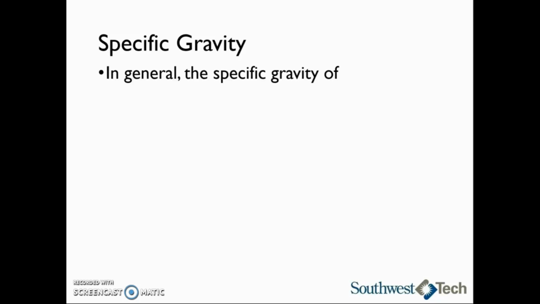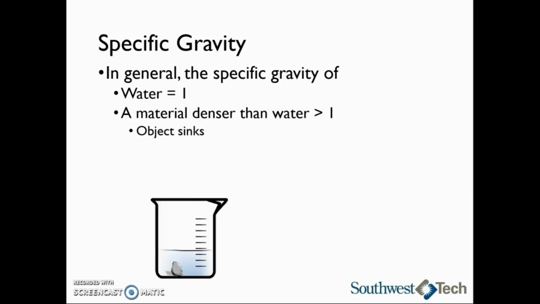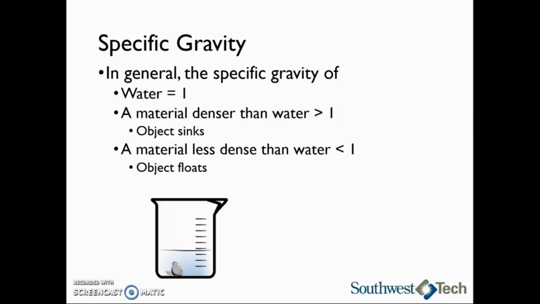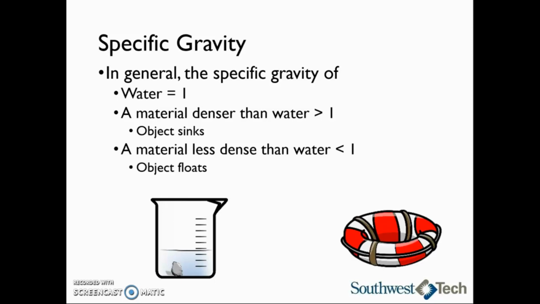Now that we know how to find specific gravity, let's take a look at what it actually means. In general, the specific gravity of water is exactly 1. The specific gravity of an object that is more dense than water is greater than 1. If the object is more dense than water, it will sink when placed in water, like a rock. The specific gravity of an object that is less dense than water is going to be less than 1. If the object is less dense than water, it will float on top of the water. This means that if the object has a specific gravity of less than 1, it will float on top of the water like oil. This concludes our discussion on density, specific gravity, and our discussion on properties of matter.